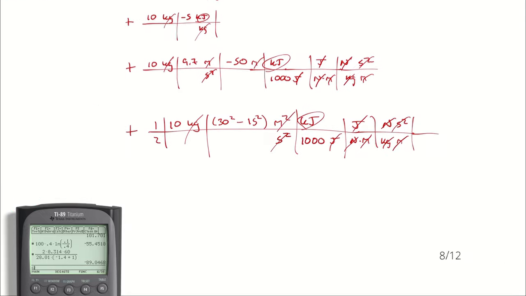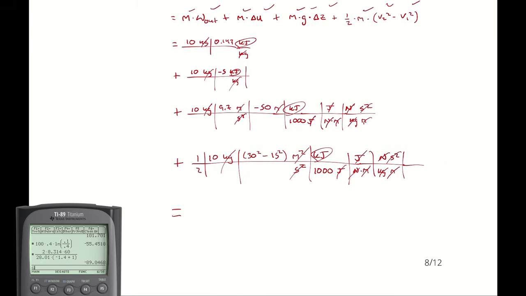kilojoules. So I'm going to take 10 times 0.147 plus 10 times negative 5 plus 10 times 9.7 times negative 50 divided by 1,000 plus 1/2 times 10 times 30 squared minus 15 squared quantity divided by 1,000. And I will point out that I could have factored out mass, but I didn't want to do the unit conversions inside of a parenthetical statement for the purposes of this example problem. But if you were doing that, you totally could.